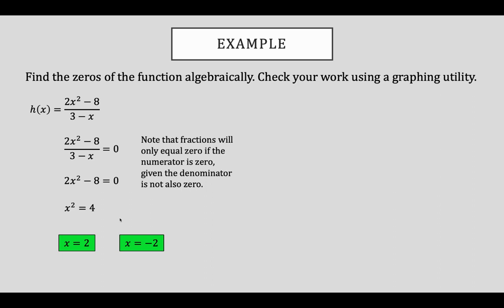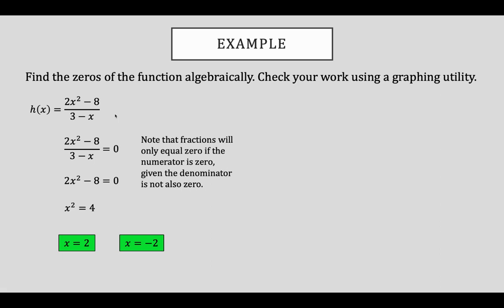Now, one thing to be careful of when you are dealing with fractions like this is that you should always plug your zeros back in and check your work. Notice that plugging in 2 for x is going to give us 0 divided by 1. And 0 divided by 1 is 0. 0 divided by any non-zero number is going to be 0. We could also check our work by plugging in negative 2. Plugging in negative 2 into my function gives me 0 divided by 5. Again, that equals 0. That will tell you that those are both correct solutions.